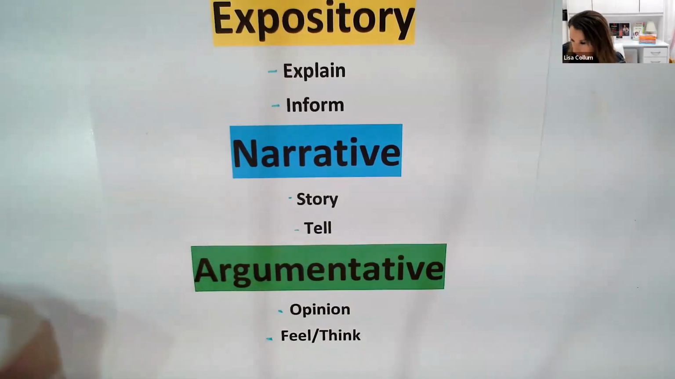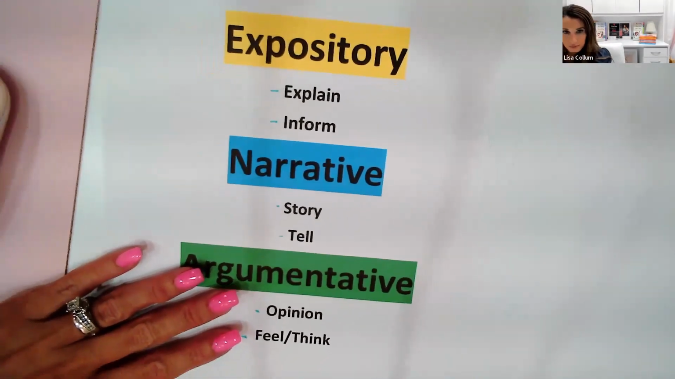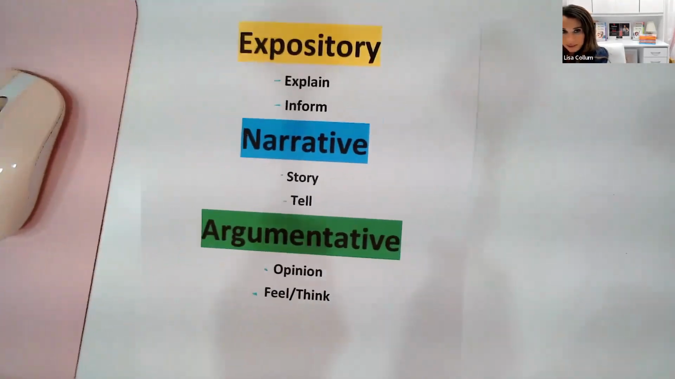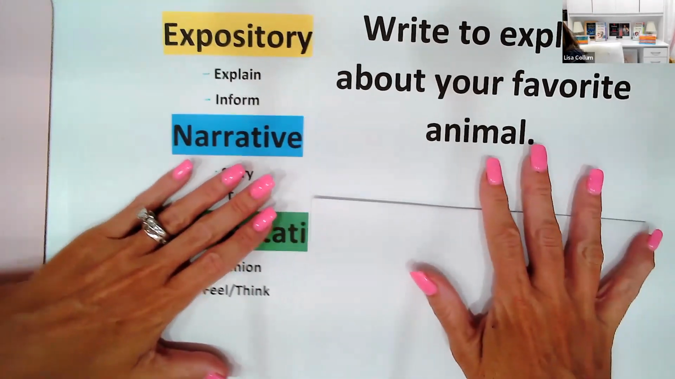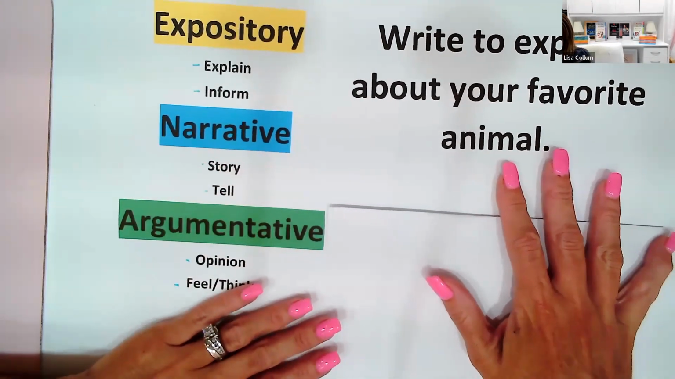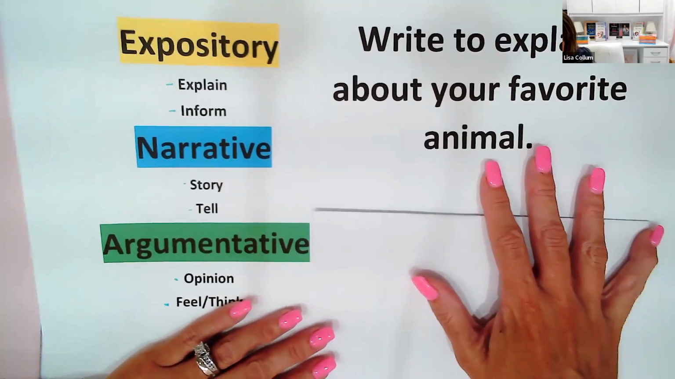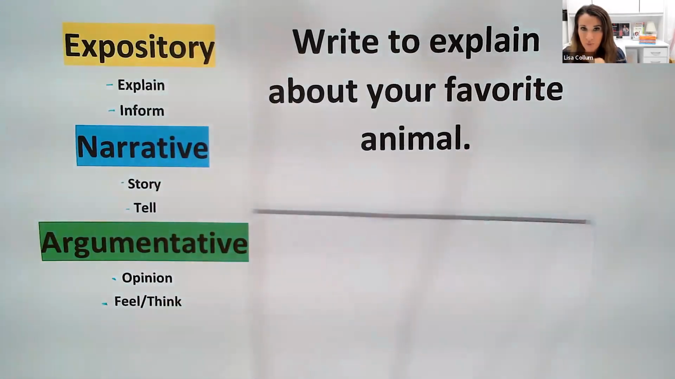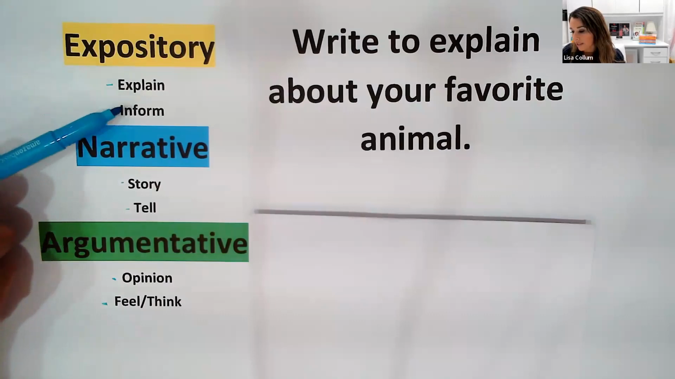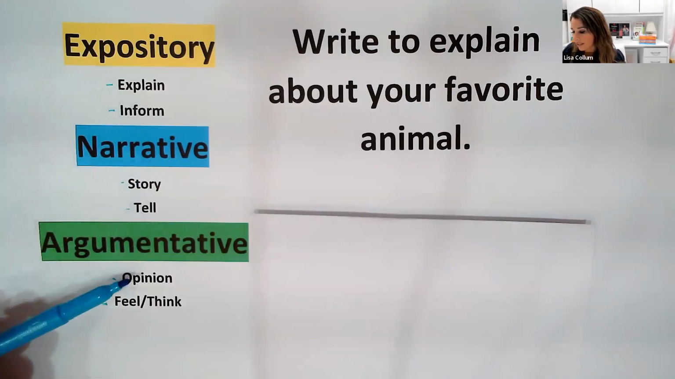So I want to keep the keywords here so you have them. I'm going to lift up my document camera a little bit, and I'm going to put our first prompt up. Okay, let's make sure we can see all of it. Push it over here. There we go. Perfect. Okay. Our first prompt is write to explain about your favorite animal. Now, you are looking for one of these keywords: explain, inform, story, tell, opinion, feel, or think.